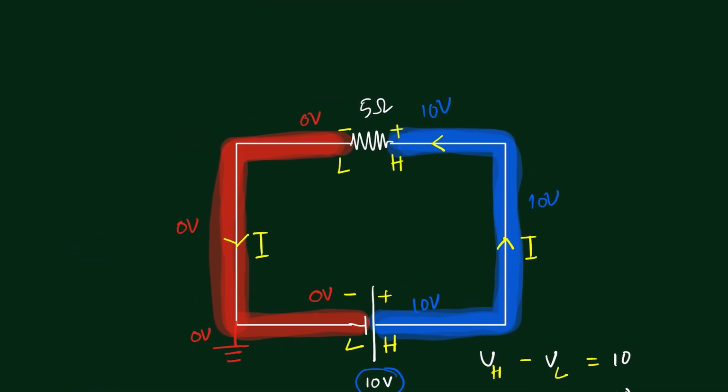So how much voltage will this 5 ohm get? Always voltage at the high side minus voltage at the low side. Always subtract the smaller from the larger. So 10 minus 0, you get 10. So it gets 10 volt.